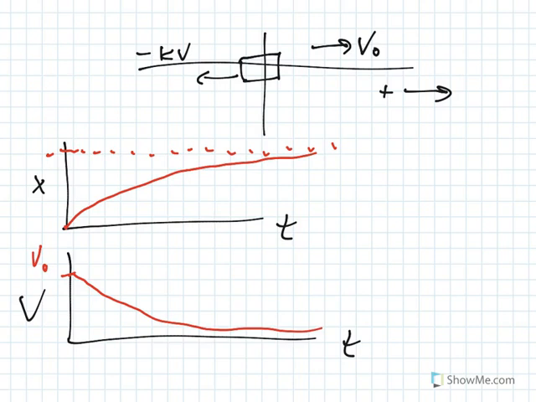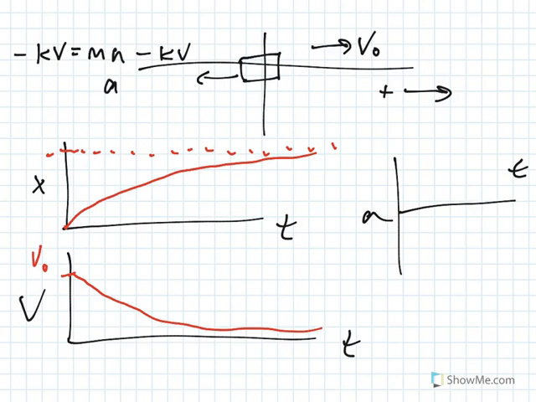And then acceleration as a function of time. It starts off with a negative acceleration, right? In fact, that initial acceleration is minus k v over m. So yeah, down here. And then that acceleration gradually approaches 0. So that's like that. And there you go.